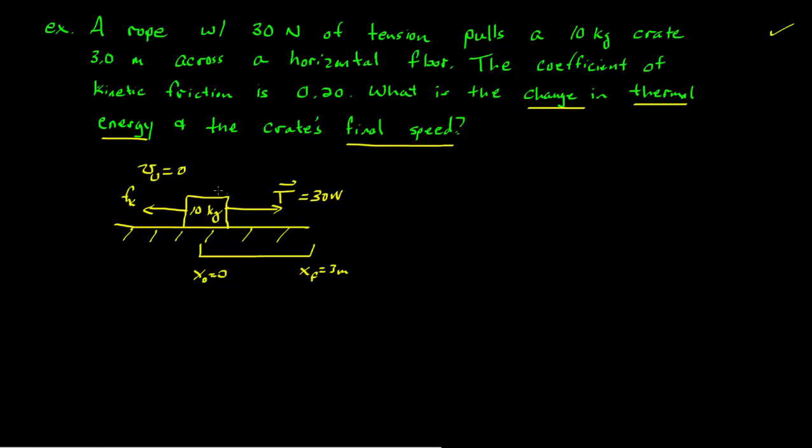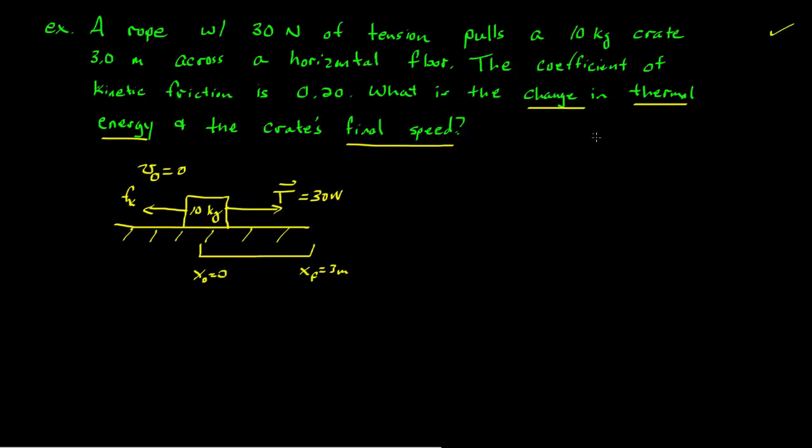We're pulling a 10 kilogram object across a horizontal floor with a tension of 30 newtons. It starts from rest. The velocity is 0 to begin with. It's not written up here, and then we have this frictional force, and we're going to pull it across 3 meters. So we want to know the change in thermal energy and the final speed.